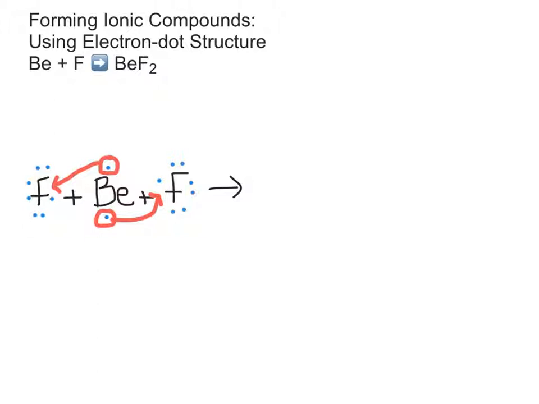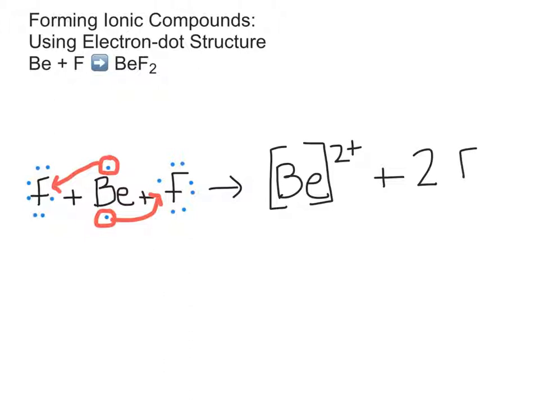We start with listing the metal first. In this case, the metal is beryllium. There is 1 atom of beryllium. Because beryllium donated its 2 valence electrons, it is now charged, and specifically it has a 2+ charge. We're going to add our fluorine atoms. There are 2 fluorine atoms.